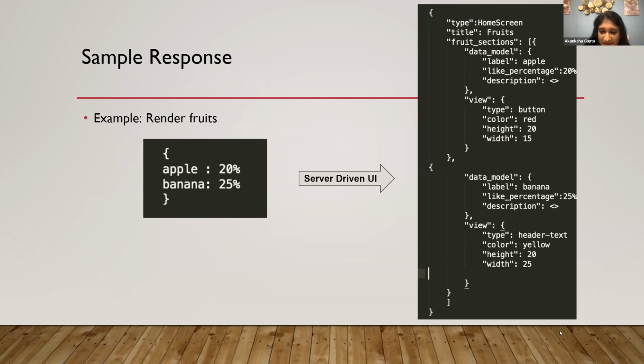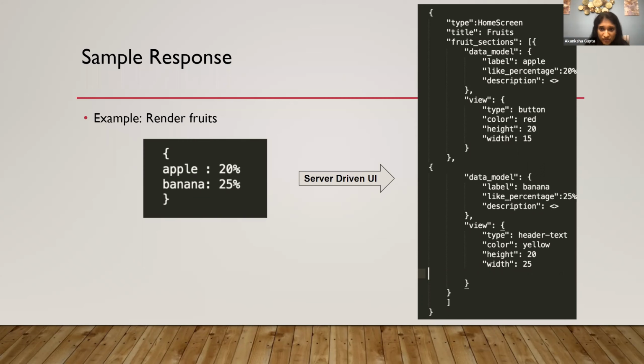So this is a very basic example of how a server driven UI code can look like. This doesn't mean that that's how we use it at Robinhood. This is just to explain the concept. So let's say we are trying to render two fruits, apple and banana, with some likability percentage, right? So in the server driven UI on the right, you'll see that the response from the server looks like, hey, the type. So it's going to display on the home screen a title bar that says fruits.